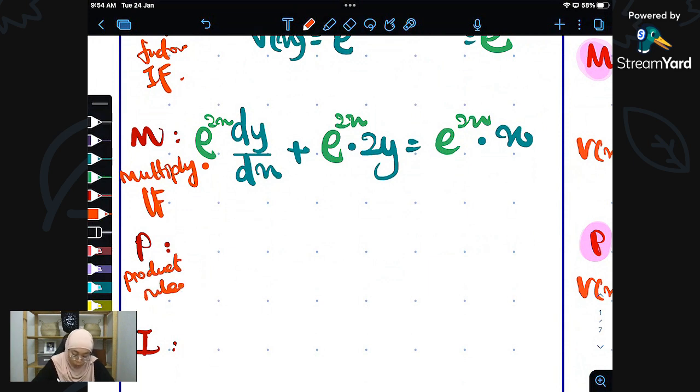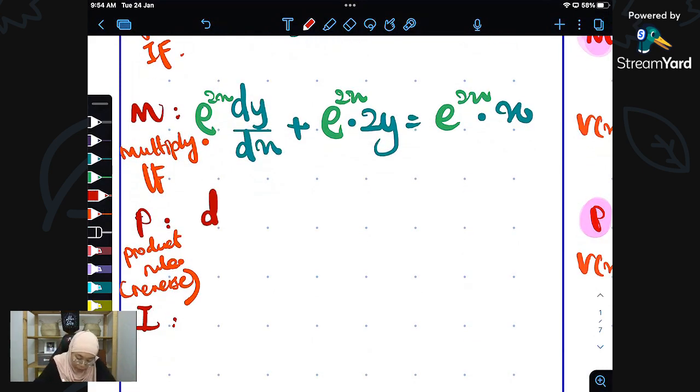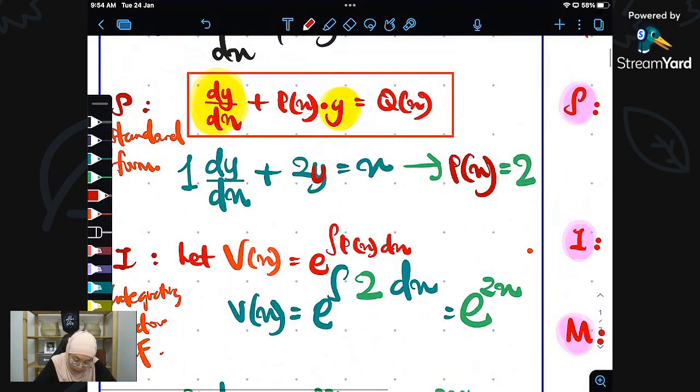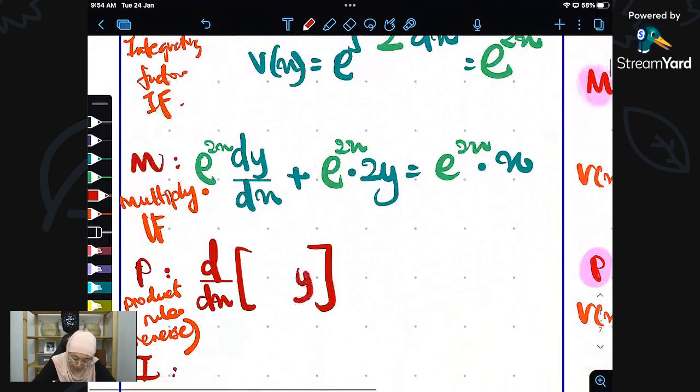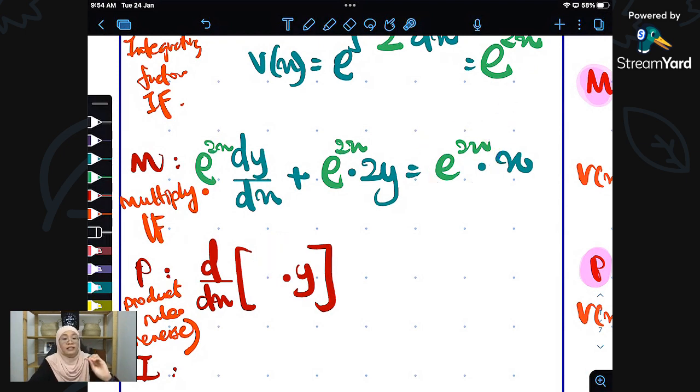Okay, P bermaksud product rule yang berbentuk reverse. Apa maksud reverse? Kejap lagi saya explain. So, cara penulisannya, you kena hafal saja. So, d dx with a big bracket, and then you put the y, this y, okay? Put the y inside here. Ini adalah bentuk product rule. Dan bentuk product rule ini perlu didarabkan dengan kita punya x, kita punya if. Okay, itu adalah cara penulisan yang tepat, which mean you gotta hafal it. Okay, you memorize it and you will never go wrong.